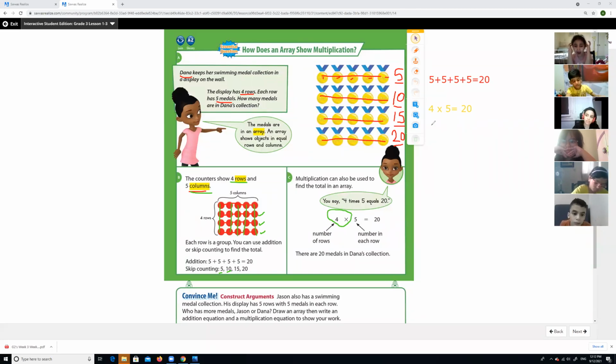Also, Talia gave me the multiplication equation, number of rows times how many in each row. Again, I want you to highlight the first factor here, the number of rows. Highlight the first factor, number of rows. All of you highlight here. This first factor is the number of rows, times the second factor, which is how many in each row, or the number in each row.